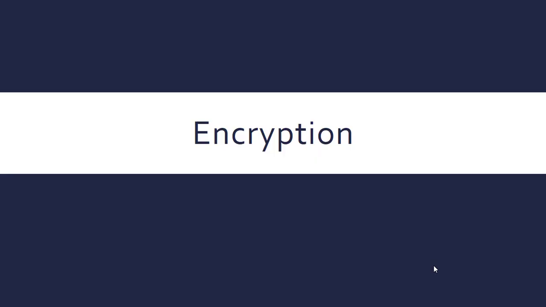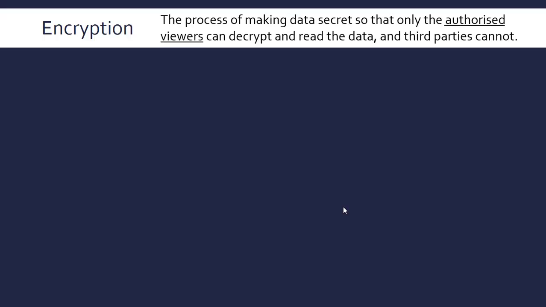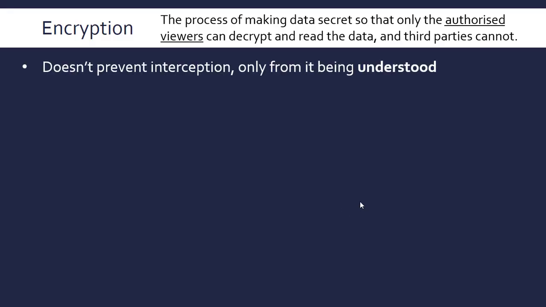For this topic, we're going to be looking at the actual process of encryption and then the Caesar Cipher algorithm, a method of encrypting. As a definition, encryption is the process of making data secret so that only the authorized viewers can decrypt and read the data, and any third parties who aren't authorized can't. A key point is that encryption doesn't actually prevent interception, only the data from being understood.